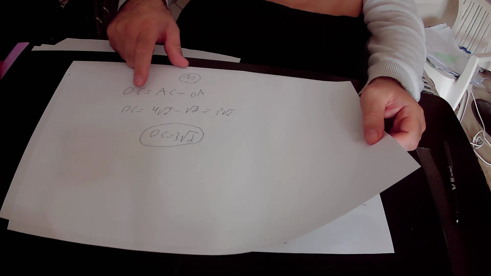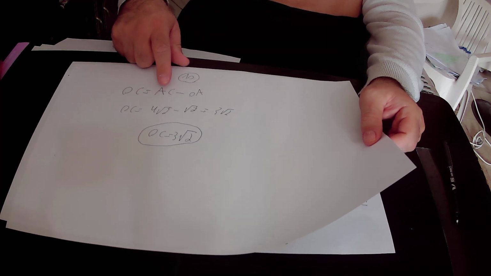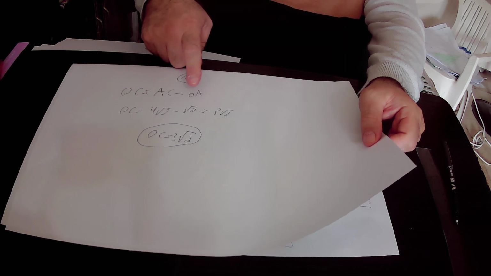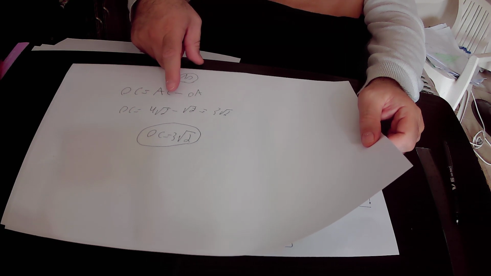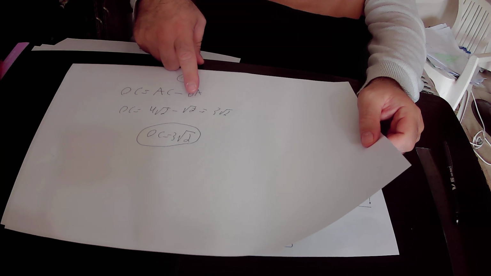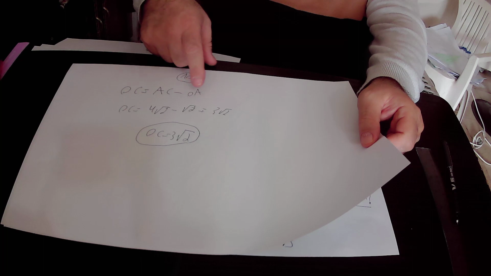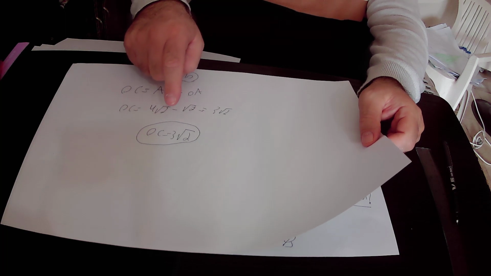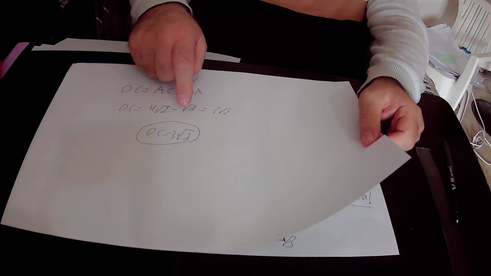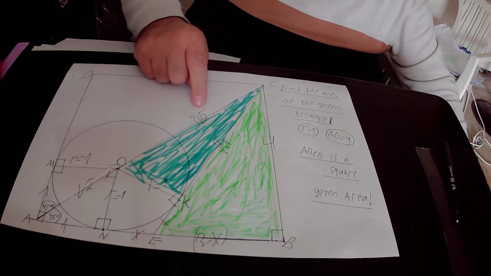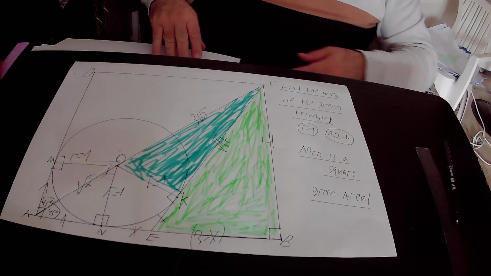So OC equals AC, which is 4 times square root of 2 units, minus AO, which is square root of 2 units. 4 times square root of 2 units minus 1 times square root of 2 units equals 3 times square root of 2 units. So in conclusion, we found out that OC equals 3 times square root of 2 units.